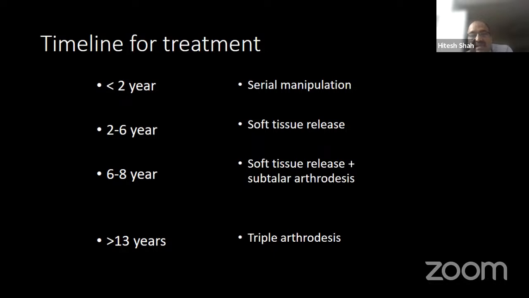Okay, so we'll conclude the first piece today. Any question on vertical talus? Dr. John, you want to ask anything? No, I think that's pretty comprehensive.